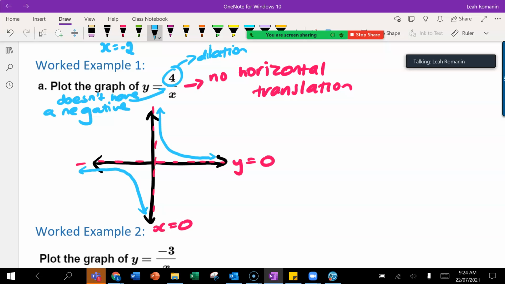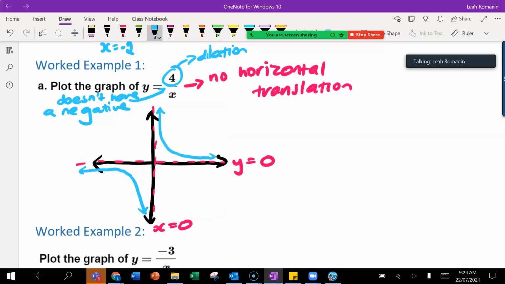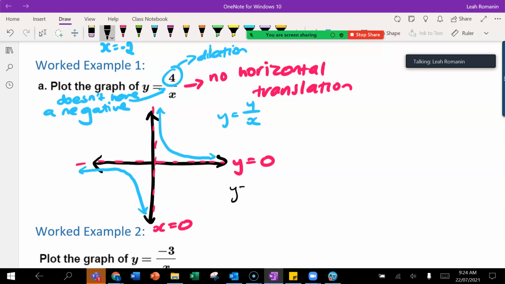However, when I don't have another graph to compare it to, it's pretty much you're following the points if you are given some, but it would be wider than our normal graph. So if this is my y equals 4 over x graph, if I was to draw in my normal y equals 1 over x graph, that would come down here. So as you can see, my blue graph is further away from the origin on both sides, and that's because of the 4 on top. It pulls it away. Questions about this particular example?